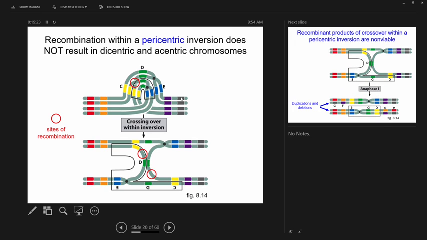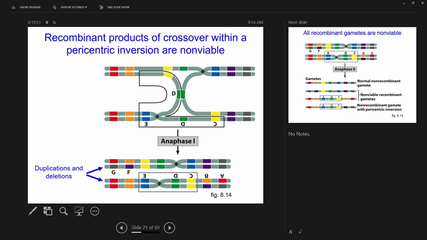Now when these two separate, this chromosome's going to get pulled toward the floor, this one's going to get pulled toward the ceiling again. There's no dicentric bridge. This chromatid is not covalently bound to that one. They're just held together by cohesins, which break when the chromosomes want to separate from each other, and it's fine. So when they get pulled apart, you end up with this.